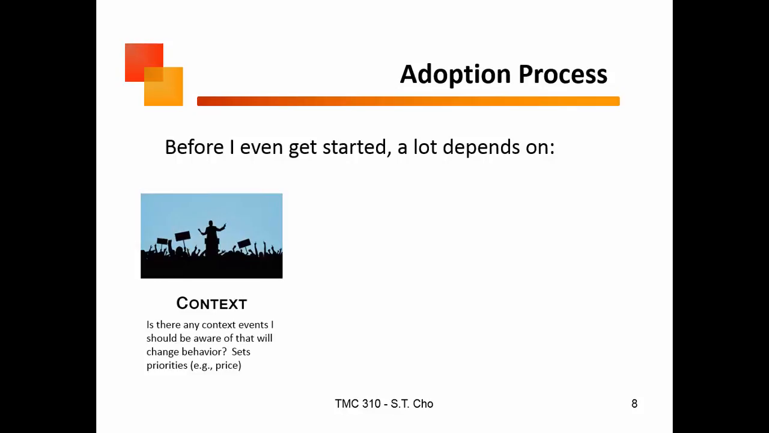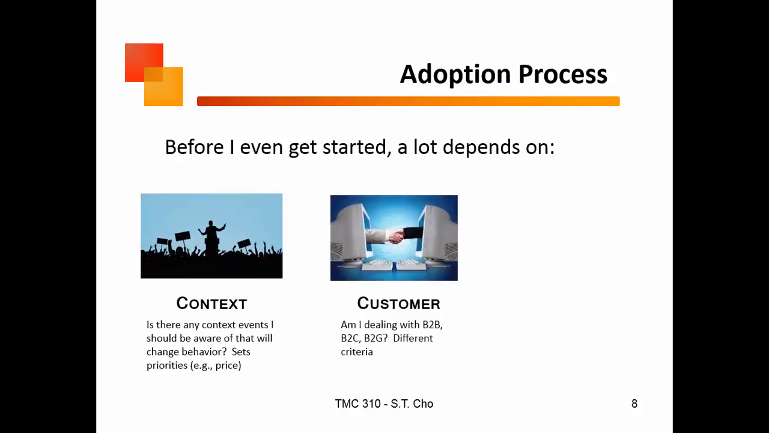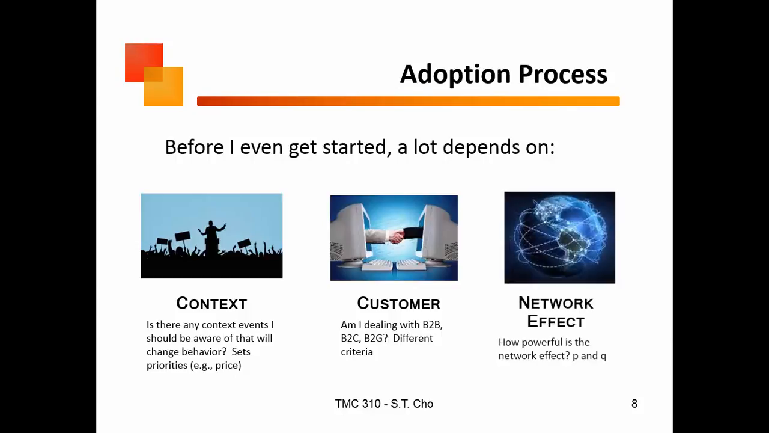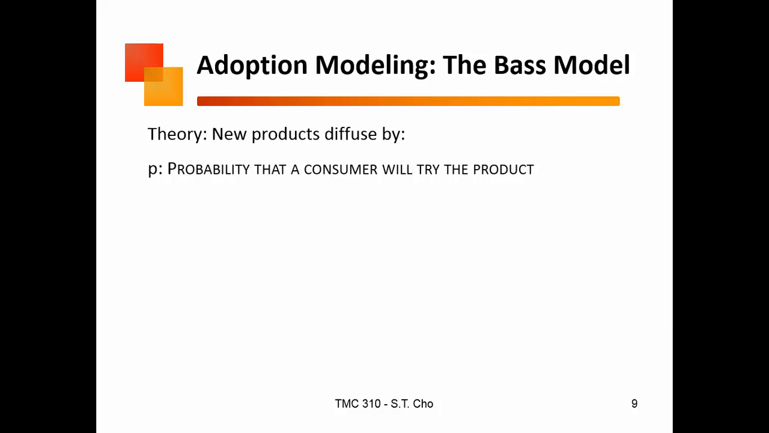A lot depends on context events. Who is my customer? Am I dealing with an individual? Am I dealing with businesses? Am I dealing with governments? Different criteria. And also a network effect. And network effects are dependent on P and Q. And what P is, what's the probability that somebody will try my product? And what Q is, given that somebody is using my product, what's the probability that someone else will use it based on someone else?